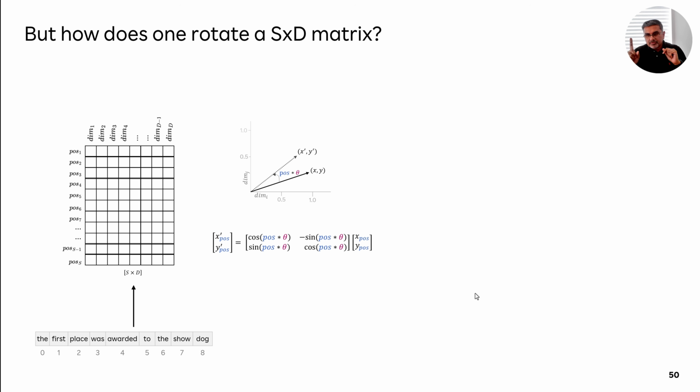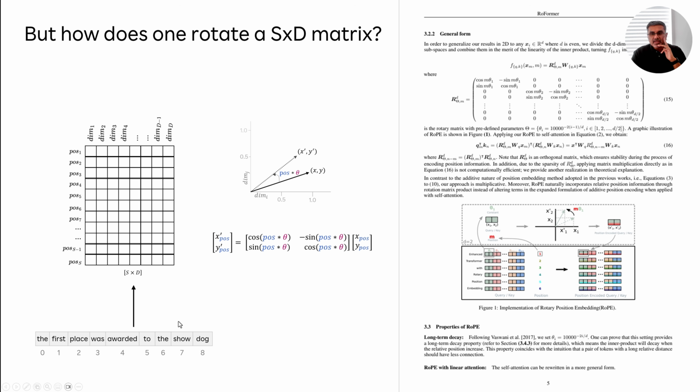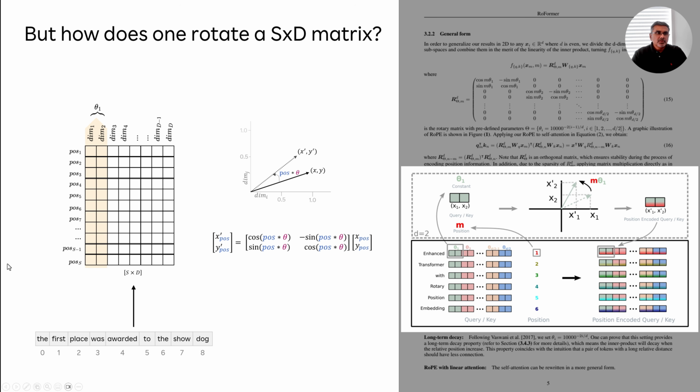All right, now this is all great for two feature dimensions. Notice that our original word embedding matrix is an S cross D matrix, right? S cross D. How does one rotate an S cross D matrix? For that, the RoPE paper on page 5 proposes a very interesting and very simple solution. What you do is you take these different dimensions and you pair them. You say dimension 1 and dimension 2 is a pair, and for all the positions in dimension 1 and dimension 2, I'll rotate it by angle theta 1. Then I pick up the next pair, dimension 3 and dimension 4, and rotate it by theta 2. And so on. So dimension d minus 1 and d, I'll rotate it by theta d by 2.